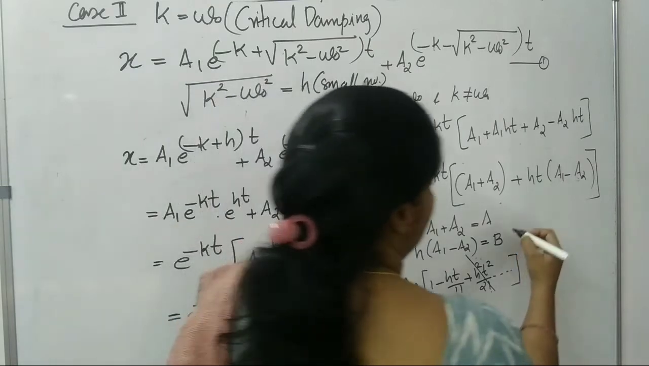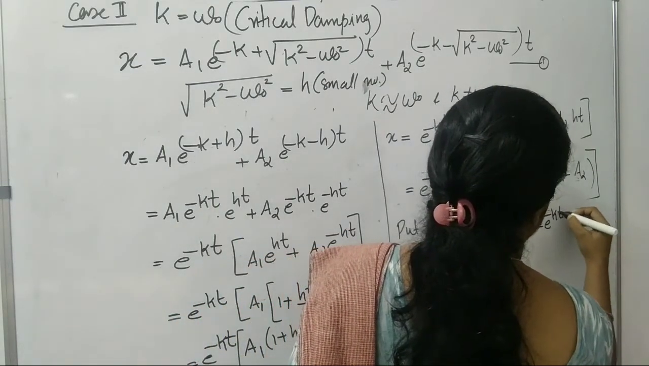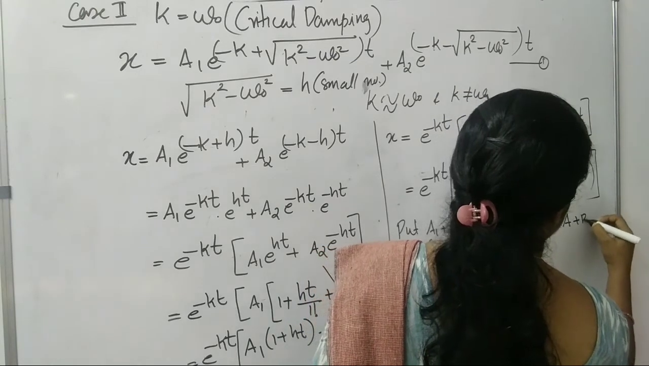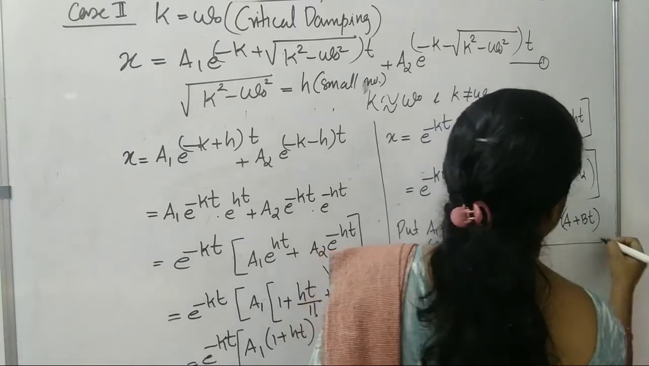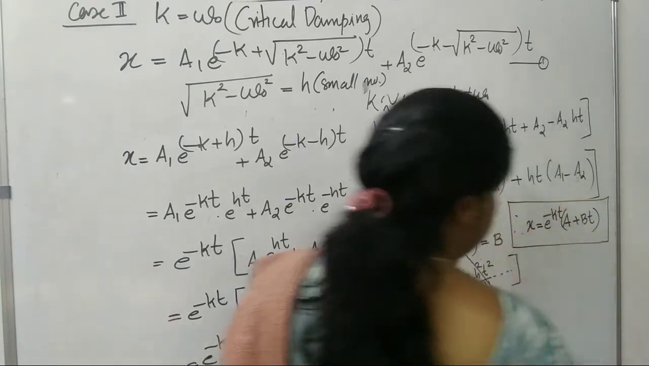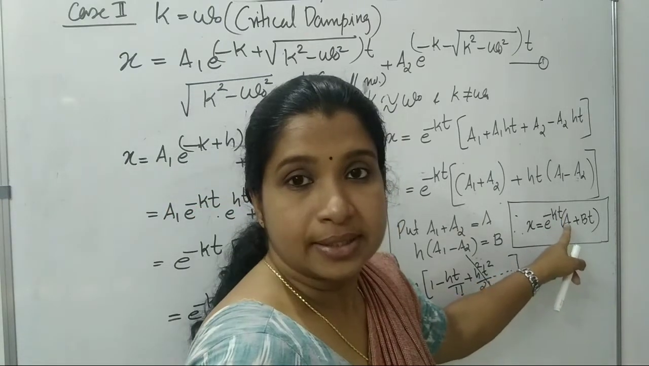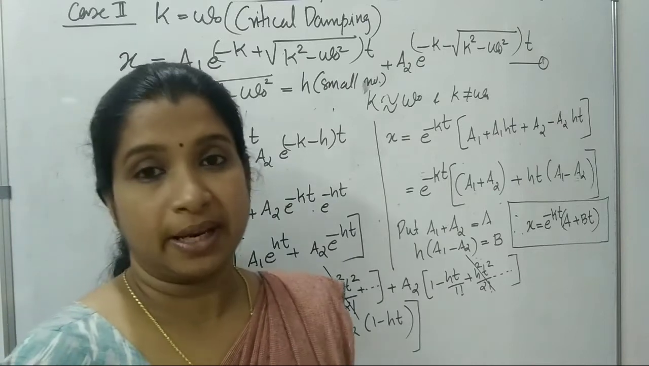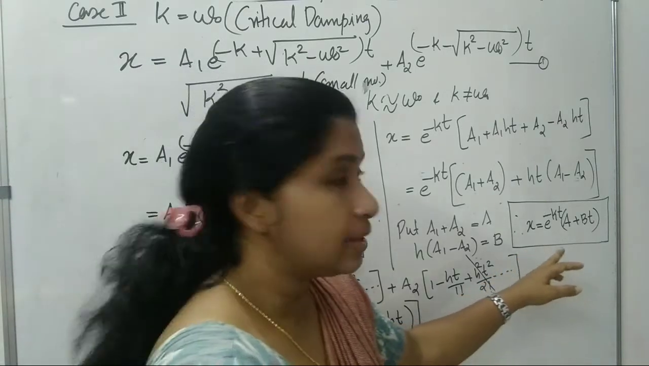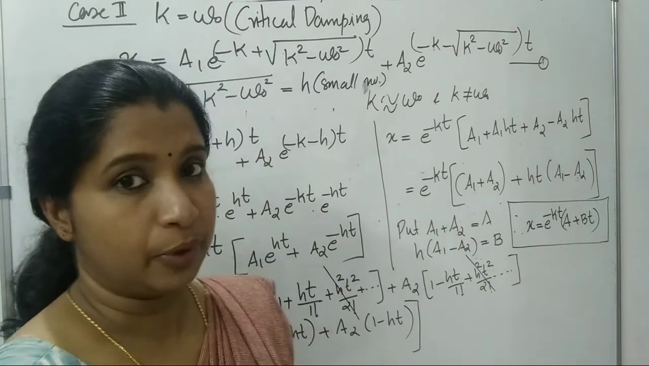Therefore, x equal to e raised to minus kt into a plus b. So this is the solution of critically damped motion: x equal to e raised to minus kt into a plus bt. Then we have to explain the motion by comparing this equation with the general solution of simple harmonic motion.